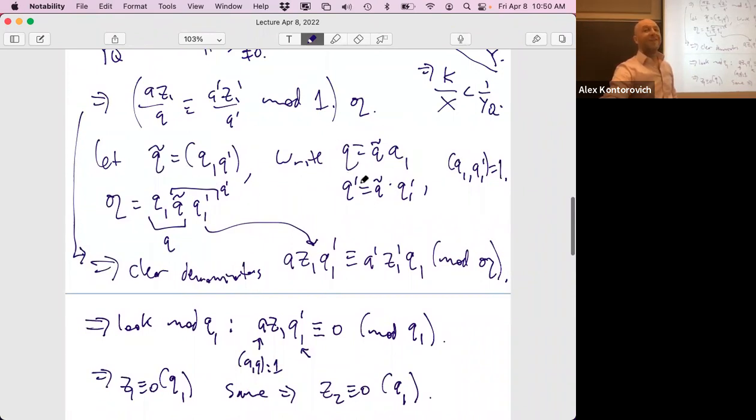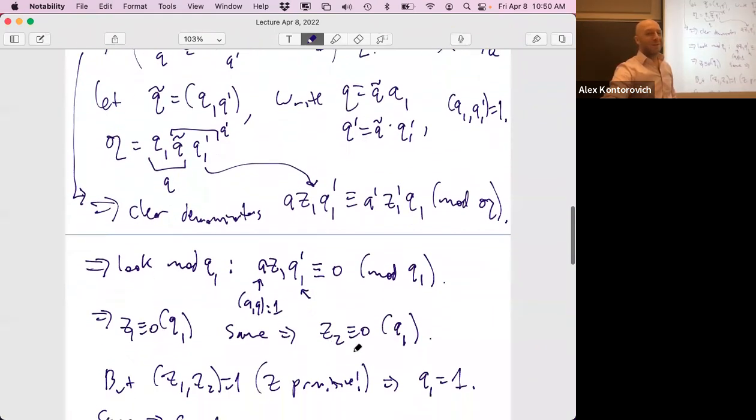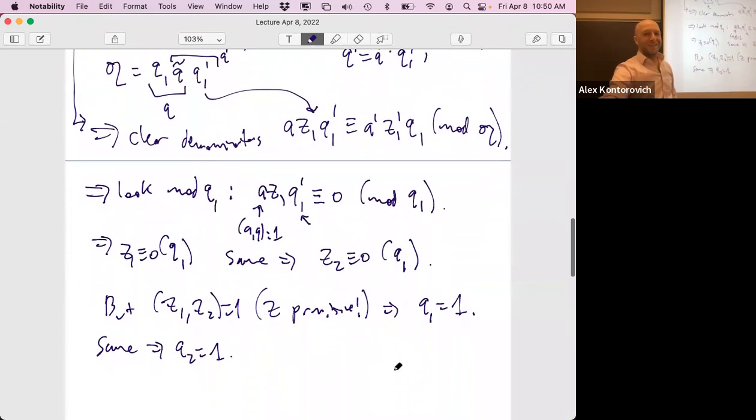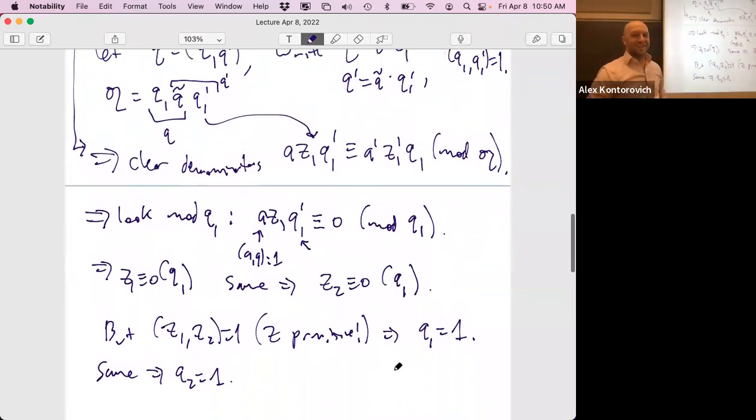You totally run the same argument and you get it for Z2. Yep, Z1 and Z2 are coprime. That's fine. So that gives Q1 is 1. Do the same thing for Q1 prime. Okay, then I'm all good. Just run the symmetric argument. Maybe Q2 is somewhere, maybe not in this part.